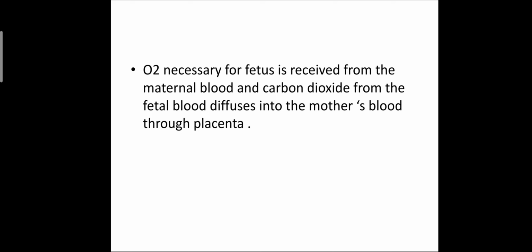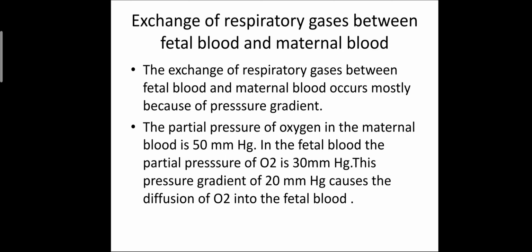Exchange of the respiratory gases between the fetal blood and maternal blood occurs mostly because of the pressure gradient. The partial pressure of oxygen in the maternal blood is 50 mm mercury. In the fetal blood, the partial pressure of oxygen is 30 mm mercury. This pressure gradient of 20 mm mercury causes the diffusion of oxygen into fetal blood.